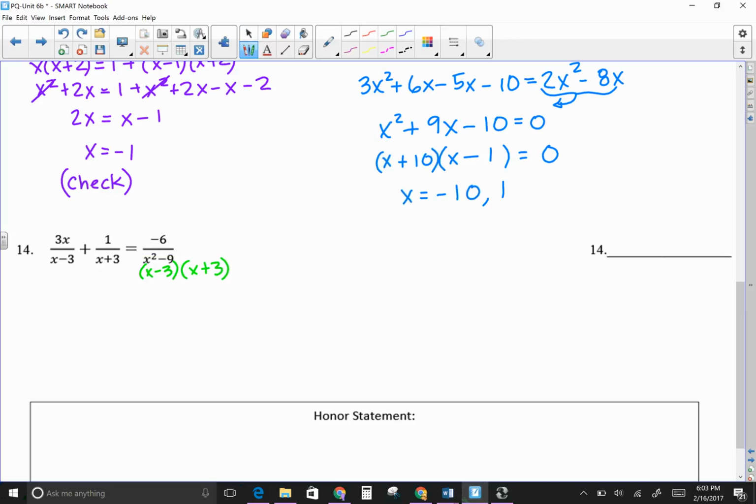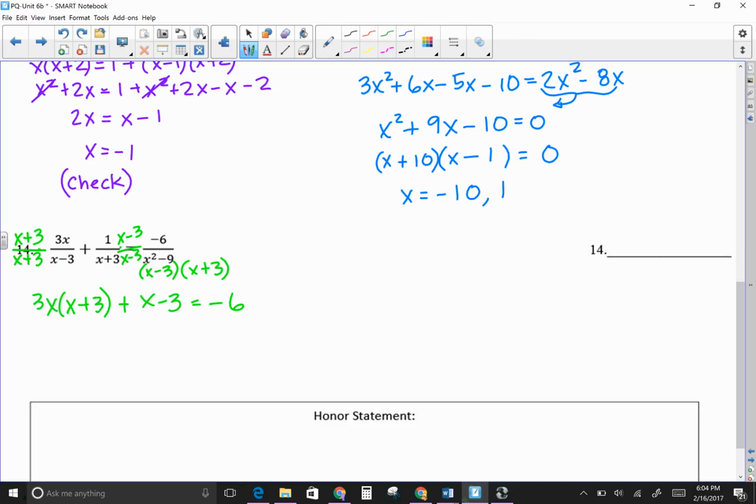All right. Now, I want them to look like this, because I see both of these in here. So this one needs x plus 3 over x plus 3. This one needs x minus 3 over x minus 3. And this one doesn't need anything. So what I have on top is 3x times x plus 3 plus 1 times x minus 3 equals negative 6. Then it didn't have to get multiplied by anything.